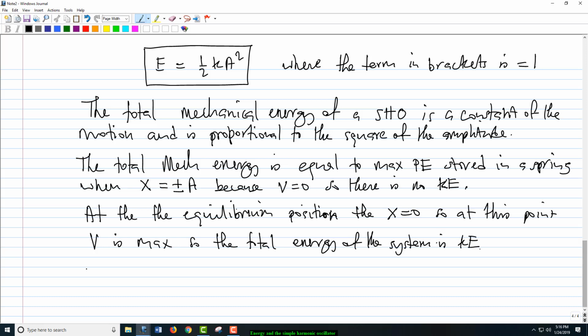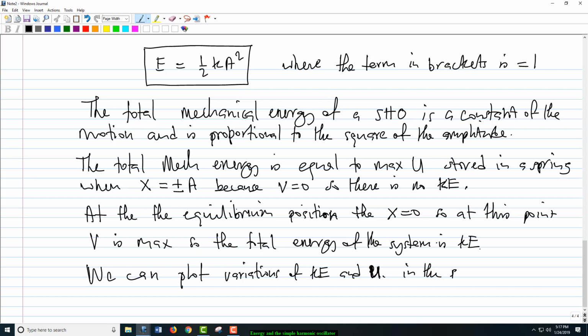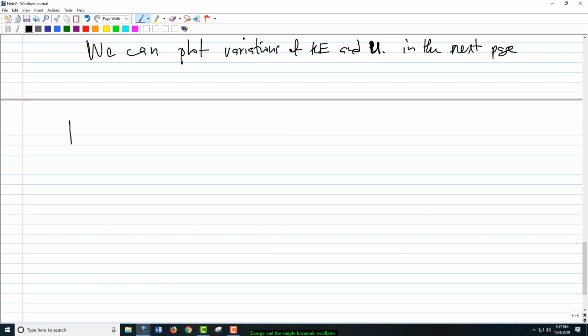We can plot variations of kinetic energy and potential energy. I'm using the letter U for potential energy. So let's say, for example, we want to plot a graph of kinetic energy and potential energy as a function of time. We can plot one this way.